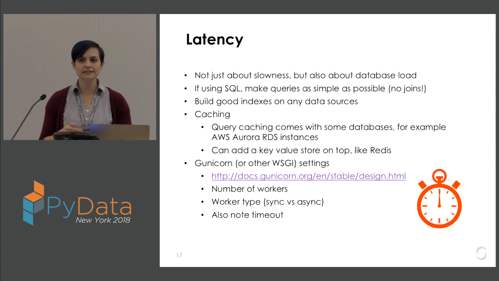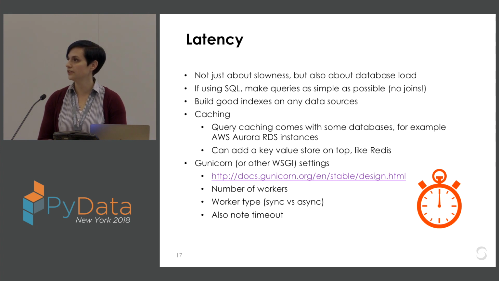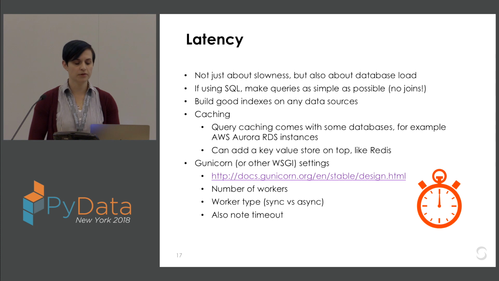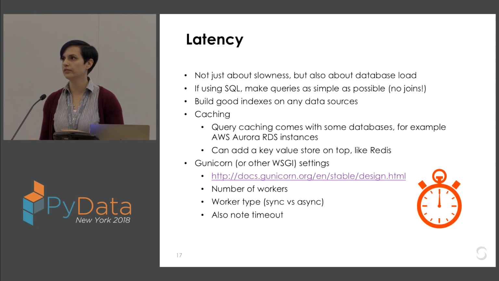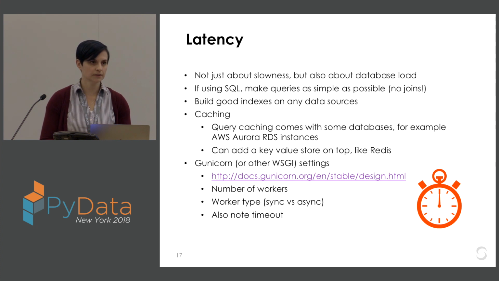And then there are lots of settings in whatever web server you're using that you can play around with to help with latency. For example, for gUnicorn, they have really good docs on all the different things you can try. You can change the number of workers or threads. There are different worker types, like synchronous and asynchronous, that might work for different use cases. And then there's also timeout, which you need to tune for your particular use case.